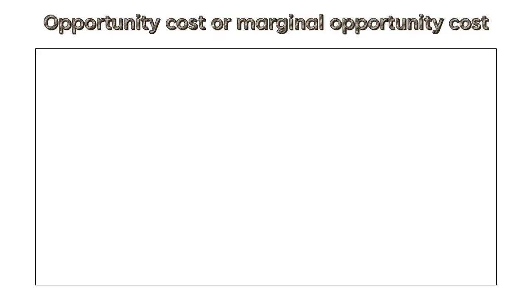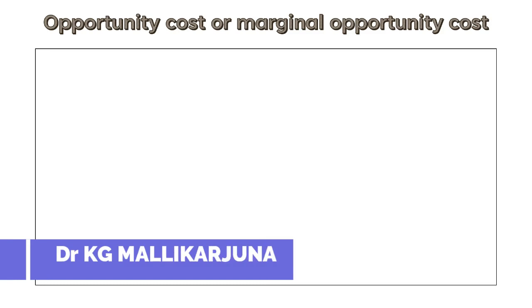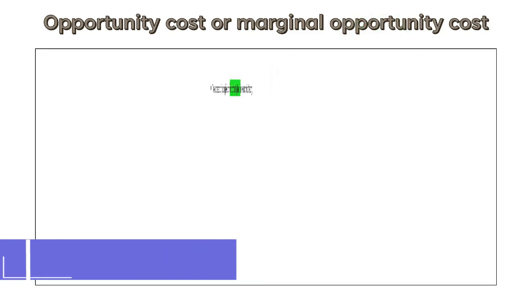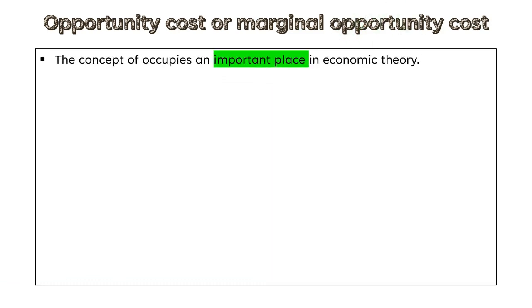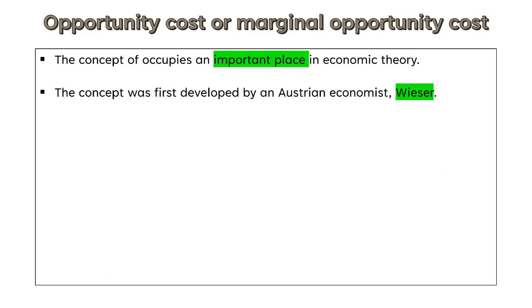Another important concept that is closely associated with the production possibility curve is opportunity cost, sometimes called marginal opportunity cost as well. This concept occupies an important place and plays a key role in various economic theories. The concept of opportunity cost was first developed by the Austrian economist Wieser.